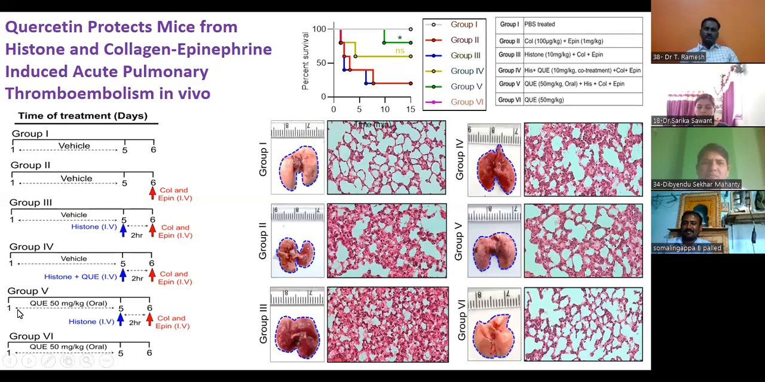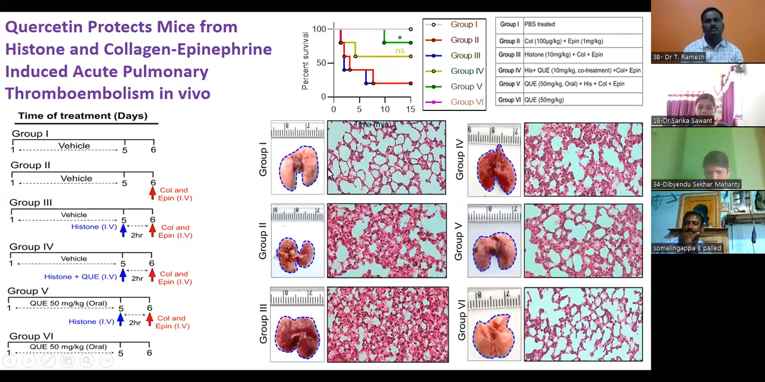In the fifth group, up to 5 days, every day we gave quercetin 50 mg per kg body weight orally. On the 5th day, we gave a histone shot through intravenous, and allowed animals to stay for 2 hours, followed by collagen and epinephrine. In this case, we are priming with quercetin, followed by histone, and followed by collagen and epinephrine. The sixth group receives only quercetin and works as a negative control.